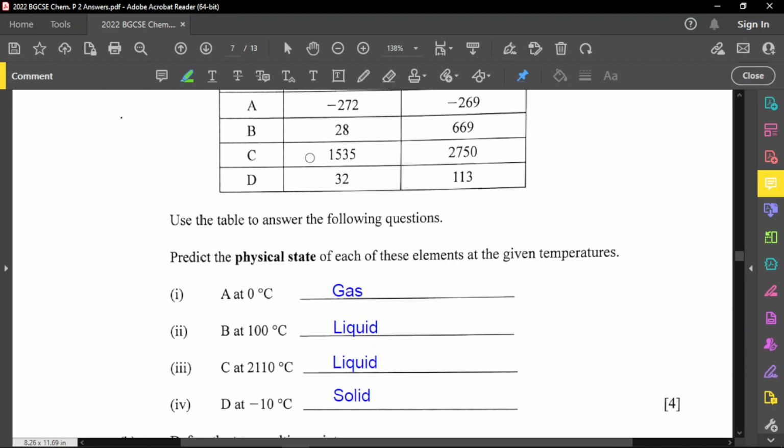All right, let's go to C now. C is at 2,110. So watch this carefully. If it's at 2,110, again, it's above 1,535, right? That means it is a liquid at that time.